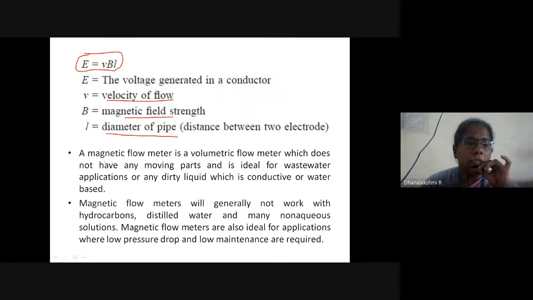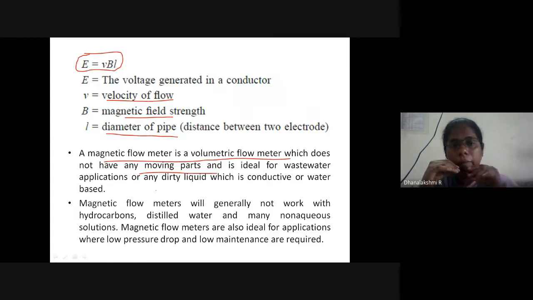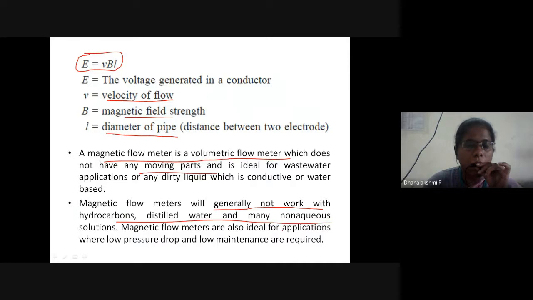This magnetic flow meter is a volumetric flow meter which does not have any moving parts, and it is ideal for wastewater applications or any dirty liquid which is conductive or water-based. As I told you, the liquid should be conductive in nature, so it is applicable for wastewater and any dirty liquid. These magnetic flow meters will generally not work with hydrocarbons, distilled water, and many non-aqueous solutions.